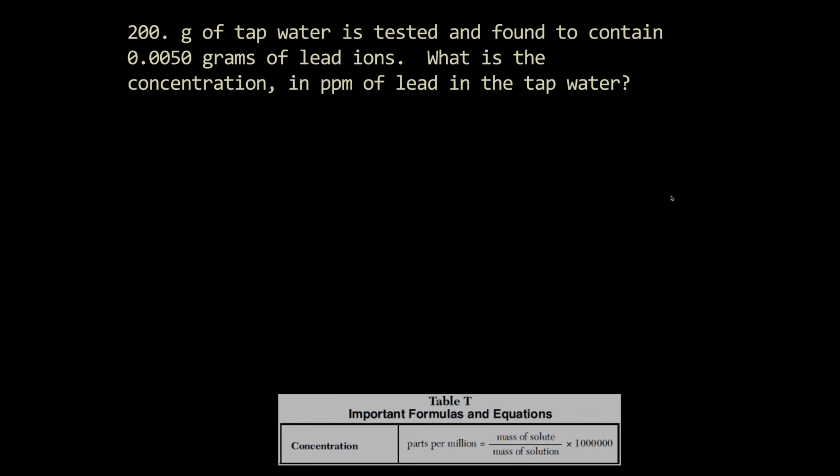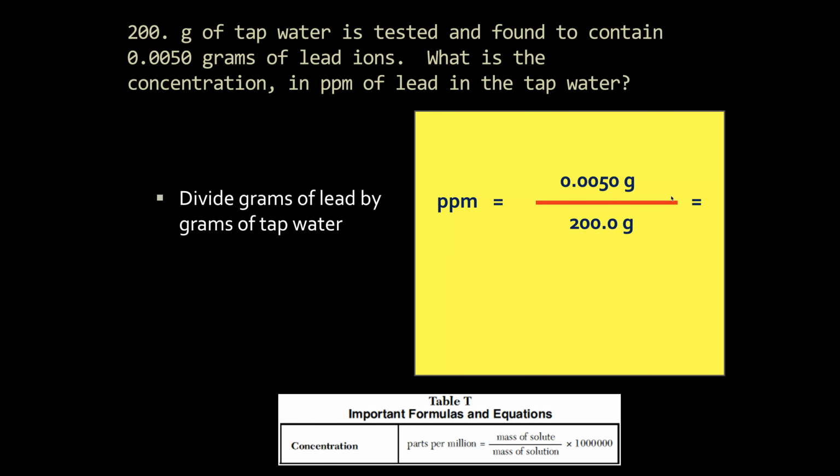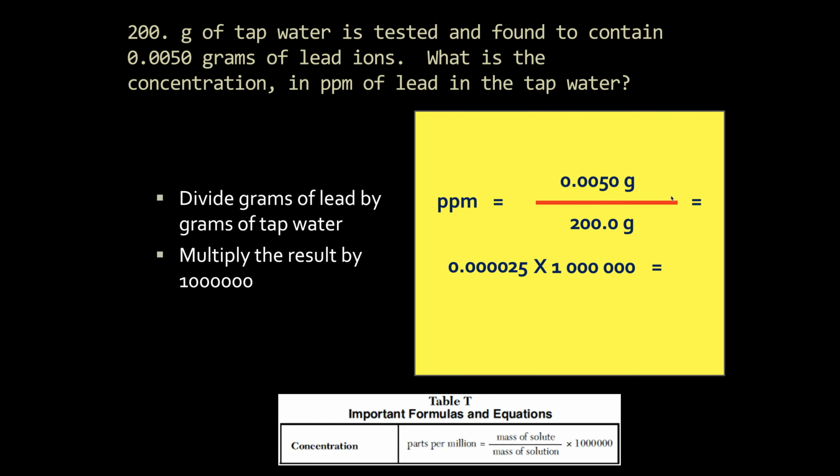So let's find out what its concentration is in parts per million. So parts per million is grams of solute, and that's 0.0050 grams. Let's pull that down. And the grams of solution is 200 grams. And then we're going to take that number and multiply it by 1,000,000, and we'll get 25 parts per million.